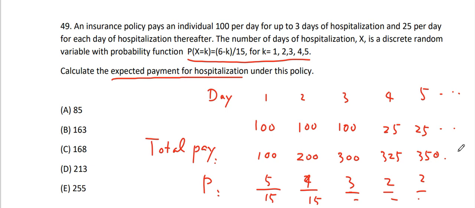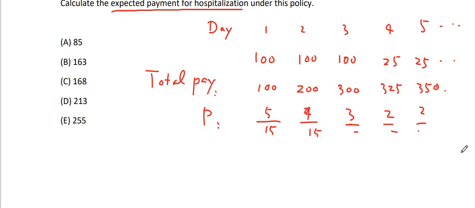Okay, so now we can easily find the expectation. Just multiply this by this, right? So first number, second number, multiply.